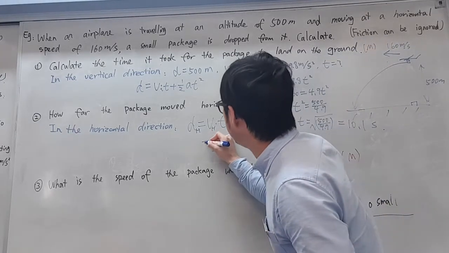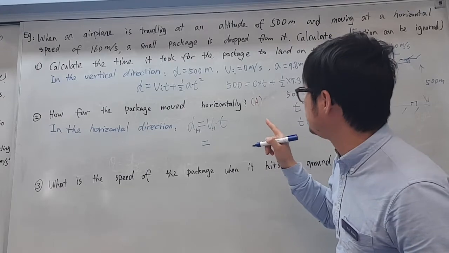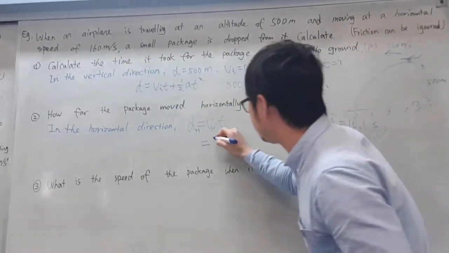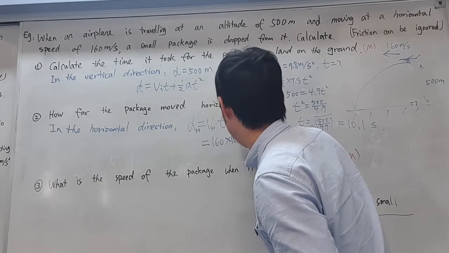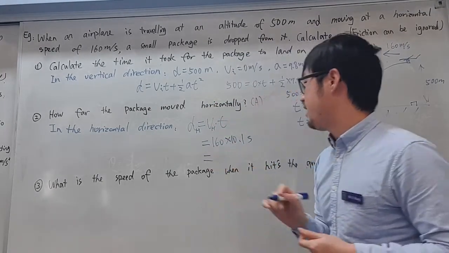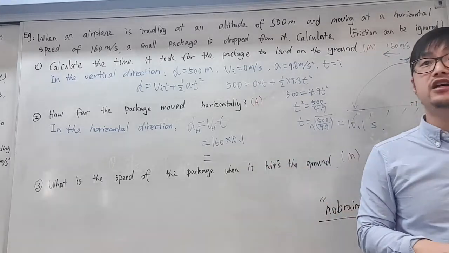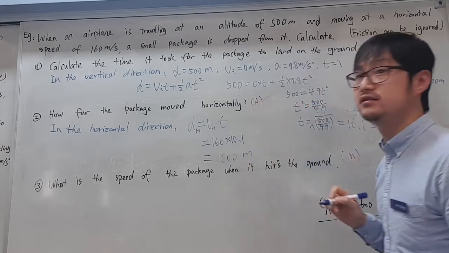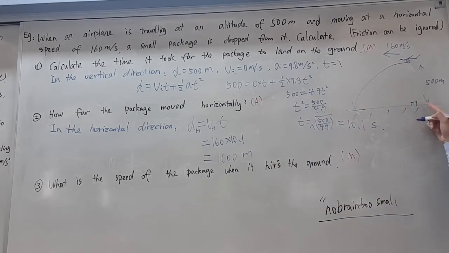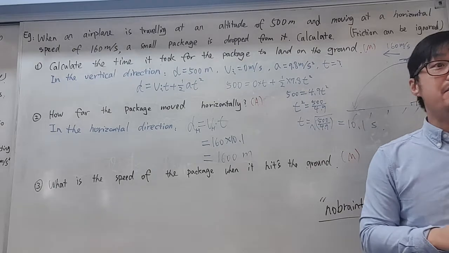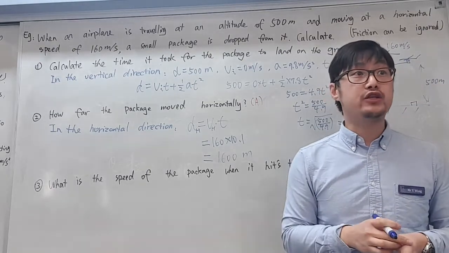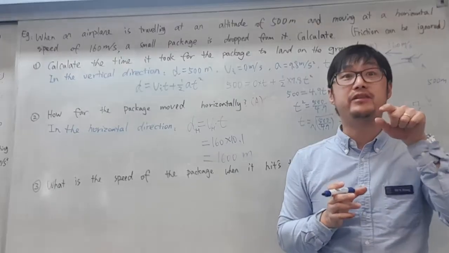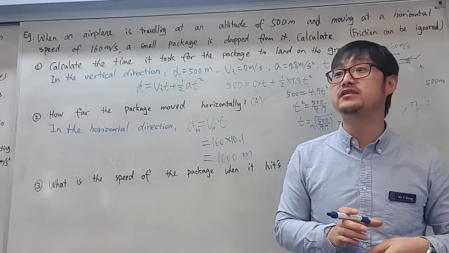Okay, and then I put it in here. Well, what is my horizontal speed? That is given to me at the beginning, 160 times 10.1 seconds. And then I put that into the calculator. So I'll get roughly 1,600 meters. So I'm going to travel 1,600 meters over here. Okay, that means when you drop the bomb, you want to make sure that when you are 1,600 meters away, you click the button and drop the bomb so it will land on the enemy's ground.